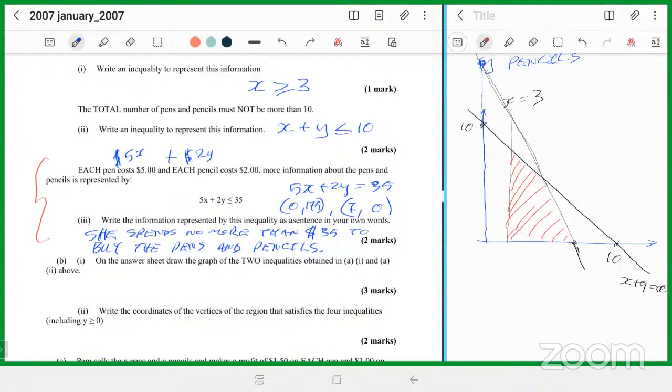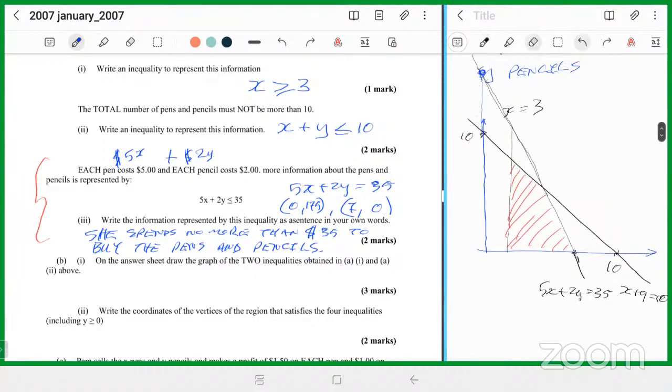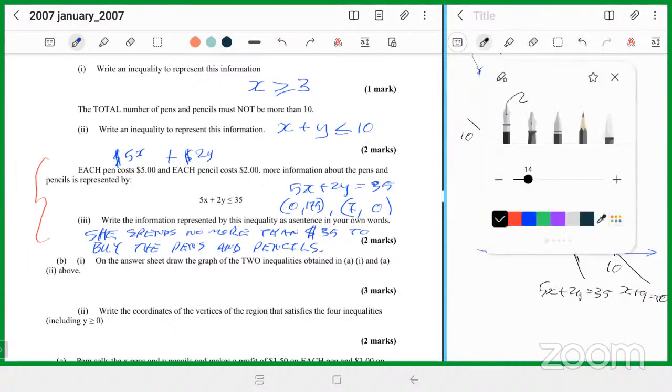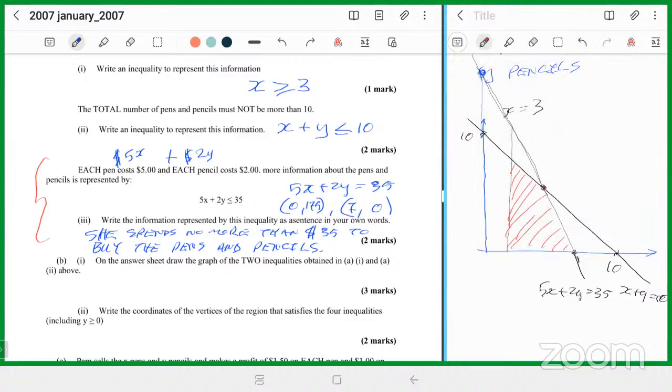So the question is, what would this point be? I'd have to work it out. It is the intersection of x plus y equals 10 and this other line, 5x plus 2y equals 35. I'm not going to waste time and work out what this point is, but that might be the vertex that gives the maximum profit. You'd have to test these two to see which one it is.